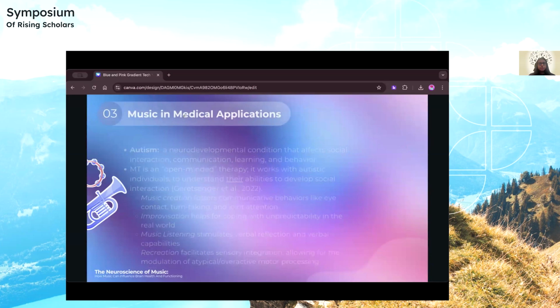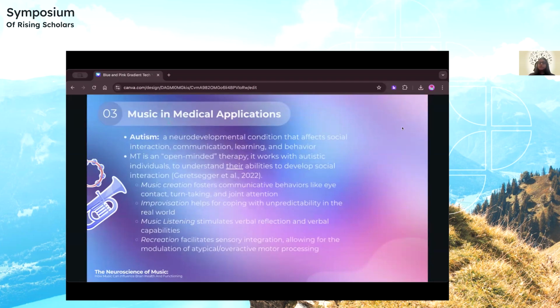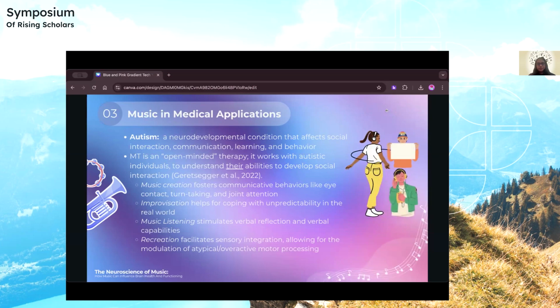Let's look into autism now. Autism is more of a neurodevelopmental condition that affects social interaction and starts at a very young age. Music therapy is very open-minded in that it works with the abilities of autistic individuals rather than trying to change them completely. It works with them and then tries to foster new behaviors. For example, music creation can foster eye contact and joint attention, and music listening can stimulate verbal reflection and verbal capabilities, which are very helpful for them to thrive in a social environment.